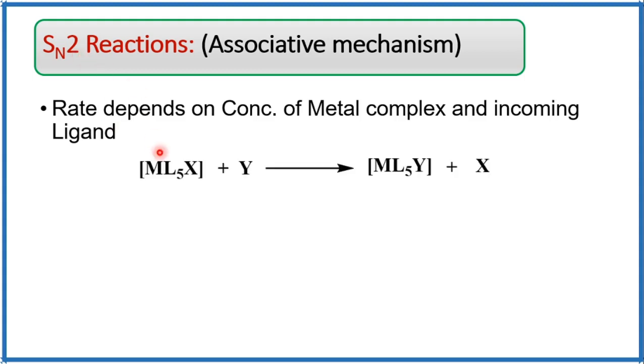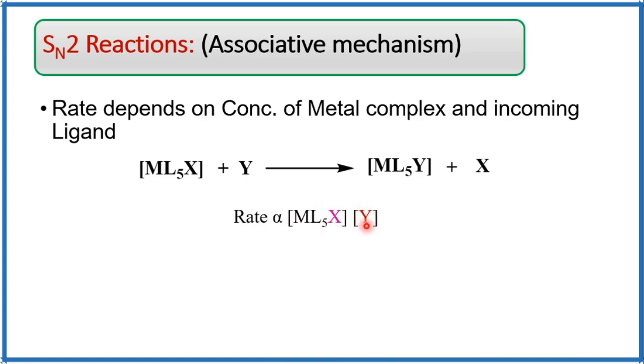And so here we can illustrate this with an example. Again, ML5X is a complex and it is reacting with Y, and it is giving a product ML5Y, and X gets replaced by Y in the substitution reaction. Here, as we have discussed, the rate is proportional to the concentration of the metal complex and also the concentration of the incoming ligand.